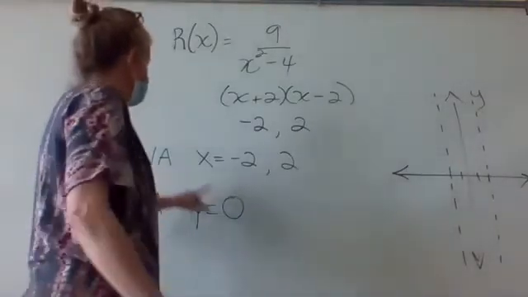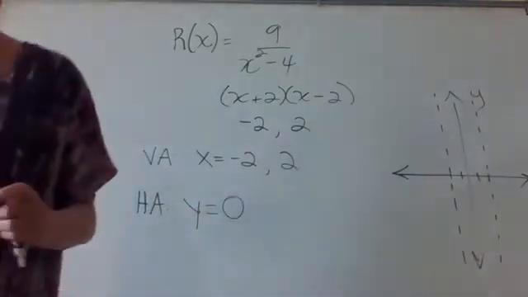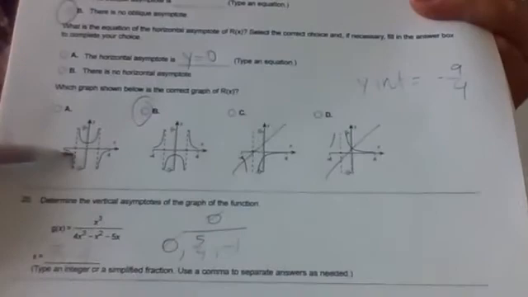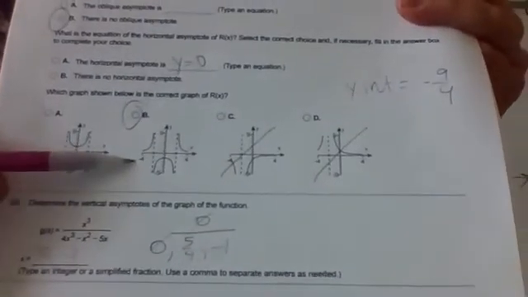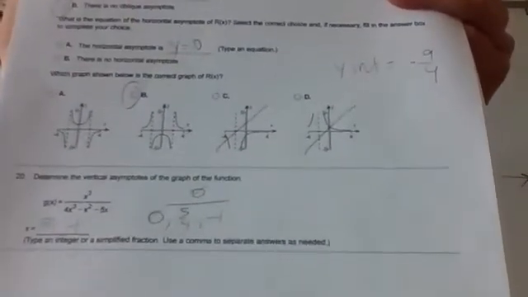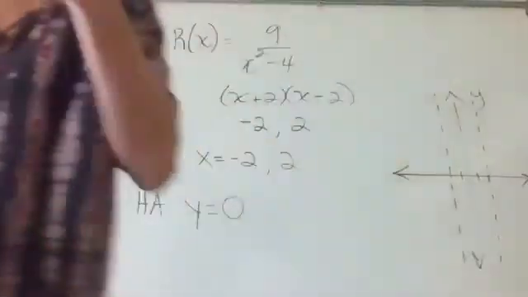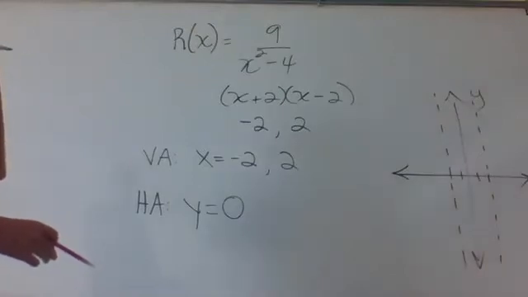So here's my vertical asymptotes. Here's my horizontal. Here's the problem with this question, because then we got to pick the graph. A and B both have those vertical and horizontal asymptotes, right? This one only has one vertical, and this one only has one vertical, so that's why it's not those. So I actually, even though it doesn't ask me in the problem, I'm going to have to find something else to distinguish what graph this is.